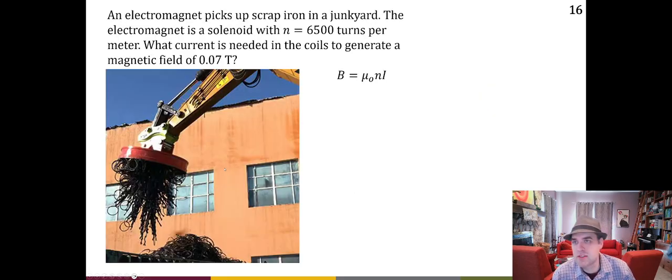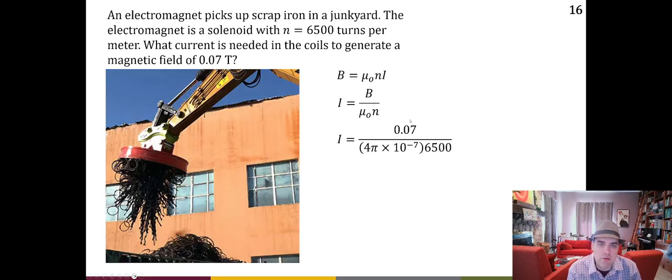So here we have this electromagnet which picks up scrap iron in a junkyard. This electromagnet is a solenoid with 6,500 turns per meter. What is the current needed in these coils to generate a magnetic field of 0.07 Tesla? So we can use our bunny equation here, and we want to solve for current. So we want to divide mu naught n to both sides to get I by itself. So we get I equals B over mu naught n. And we can plug in our values here, and we arrive at 8.6 amps as the current needed to generate that magnetic field.